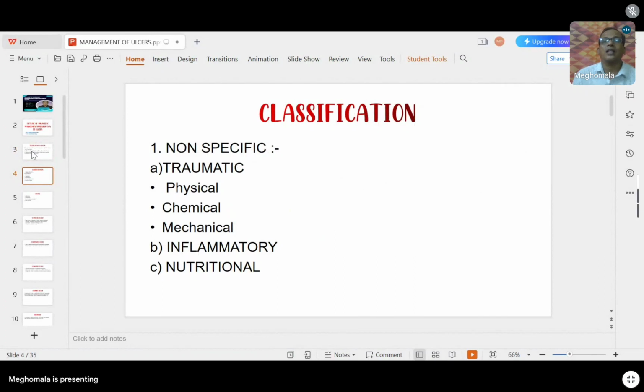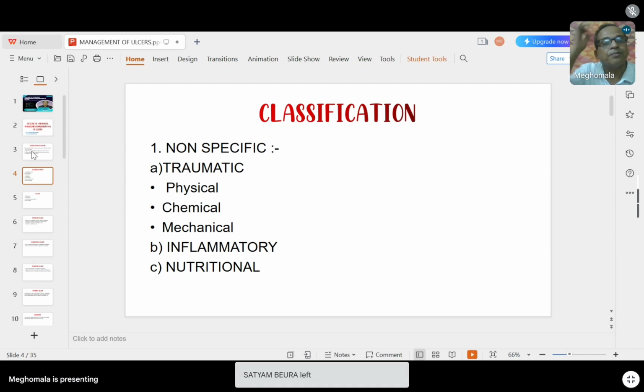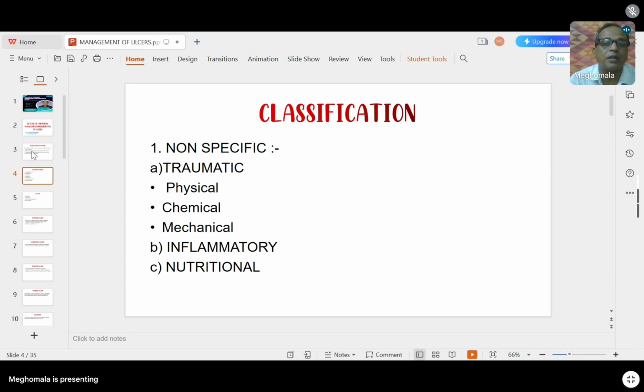Now we'll go for classification. In case of classification, first is non-specific. Non-specific includes traumatic. Traumatic means physical trauma. If there is an accident on the road, there is physical trauma. Chemical trauma means, suppose, acid pouring and so on. It is a chemical injury, and it comes under the traumatic classification.